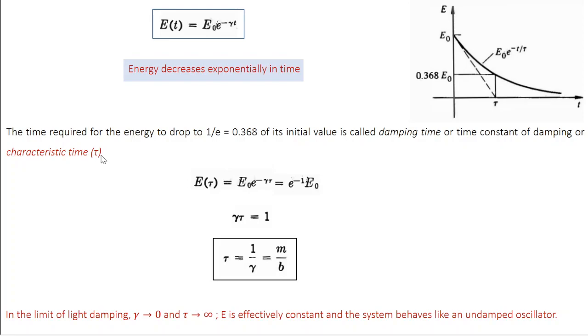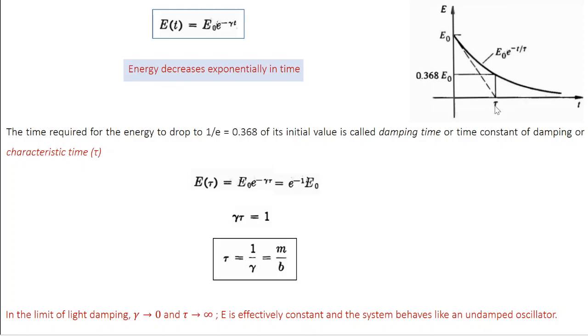So tau is defined as the time required for the energy to drop to 1 by e times its initial value. Its original value is E naught, and the time taken for it to drop to 1 by e. 1 by e is 0.368. So the time taken for the energy to drop from E naught to 0.368 E naught. In this graph, this is the time taken. So this is the characteristic time.